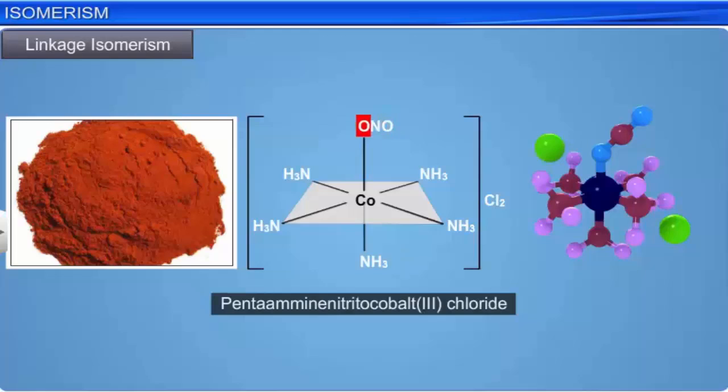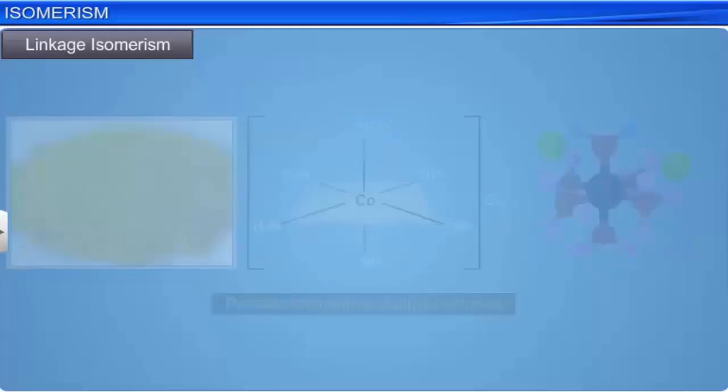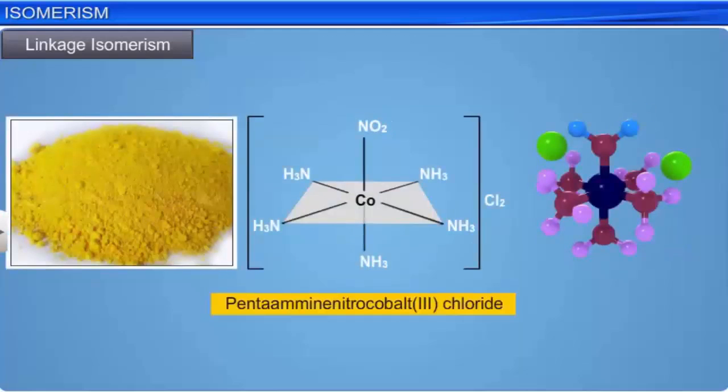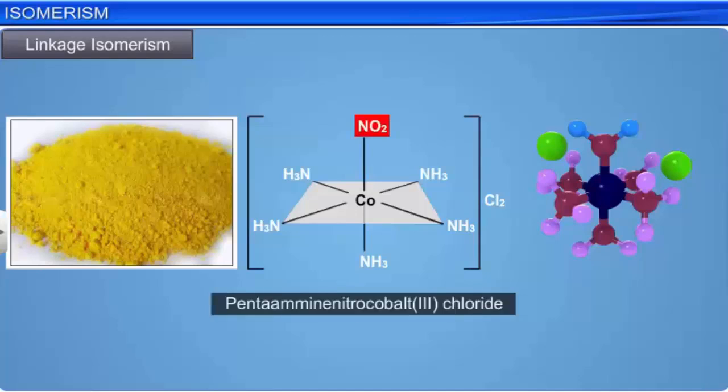Similarly, the thiocyanate ligand, SCN, may bind to the metal through sulfur to give complexes of the type M-SCN, or through nitrogen to give M-NCS type of complexes.